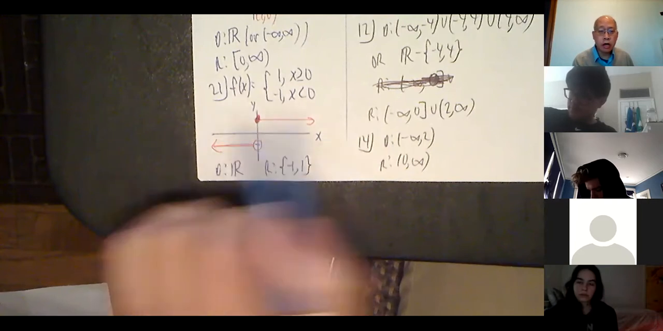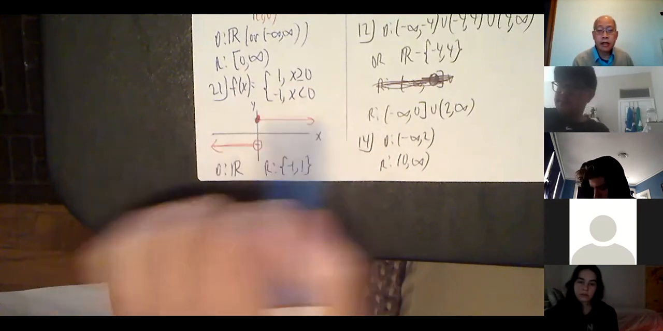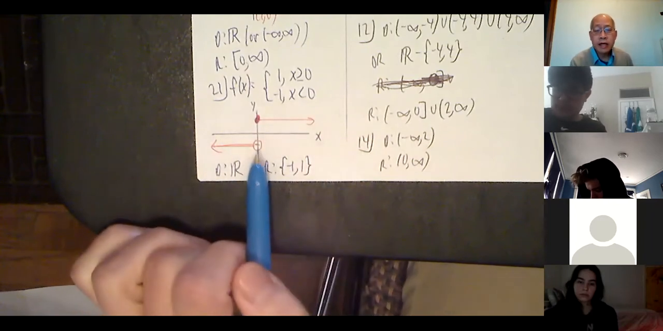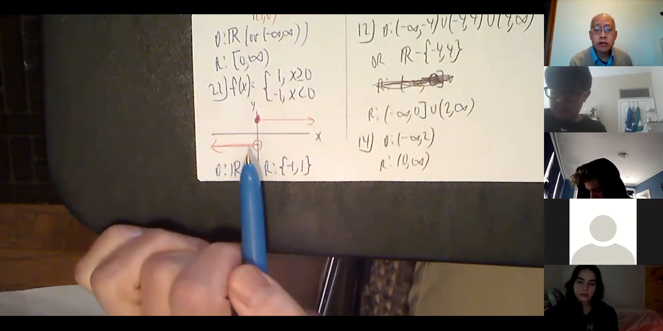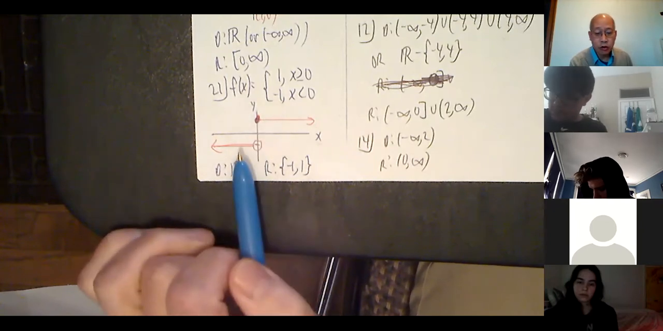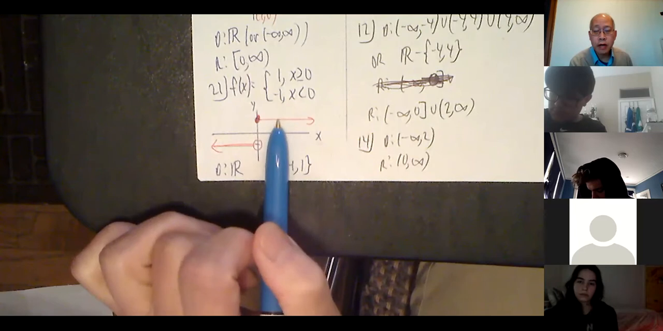Okay, so the domain is all real numbers. You can put any numbers you want, or it goes as far to the left and to the right as you want. The range consists of only two numbers. Okay, what can y turn out to be? It's only going to be either -1 or +1.